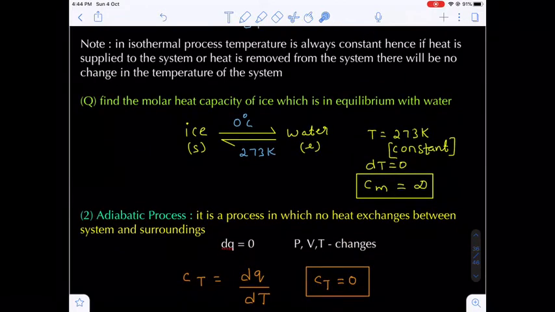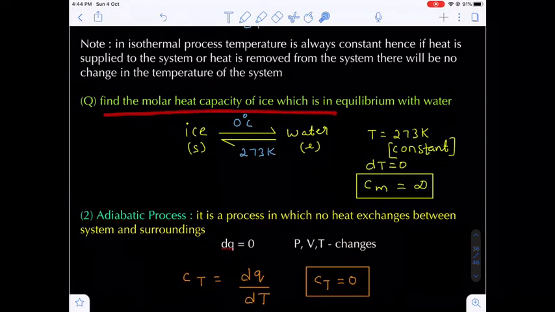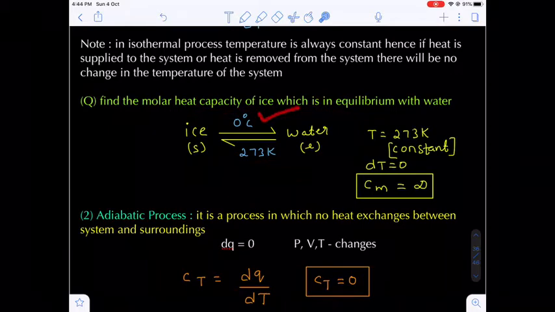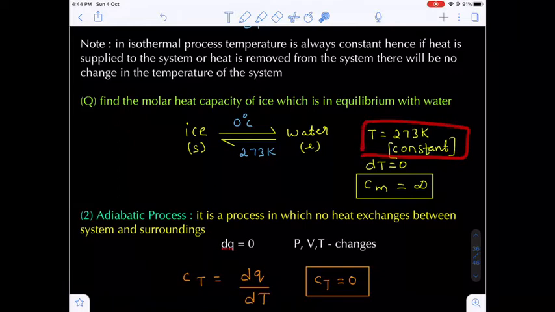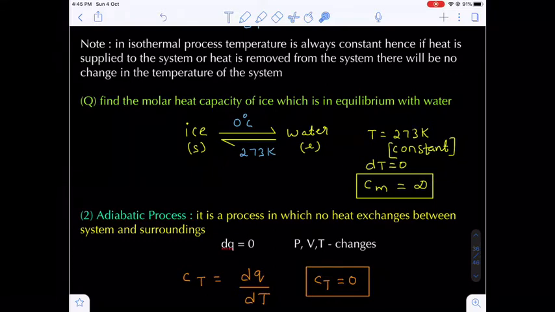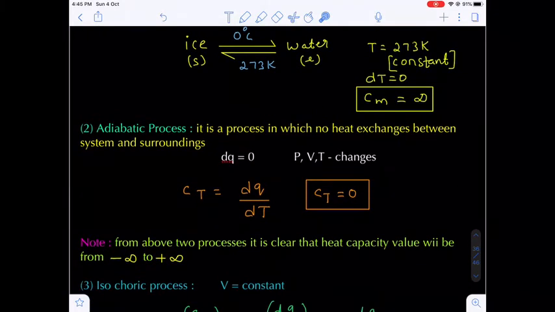Okay. Now one question is there. Find the molar heat capacity of ice which is in equilibrium with water. This is a previous year question. Here ice and water both are in equilibrium, at 0 degrees Celsius or 273 Kelvin. Do you know here temperature is constant? Yes. Again the change in temperature is 0. What is the total heat capacity, molar heat capacity, which we will say? That is called infinity. Infinity.